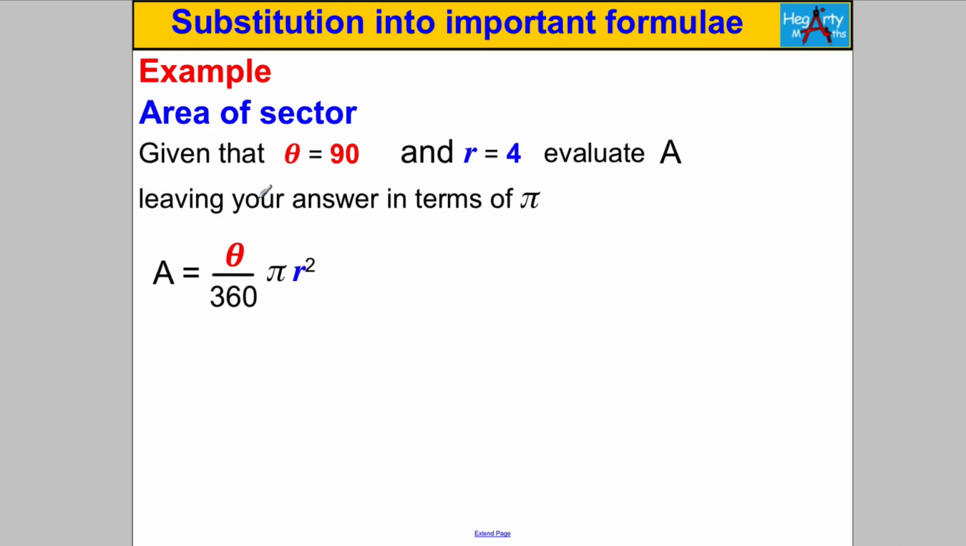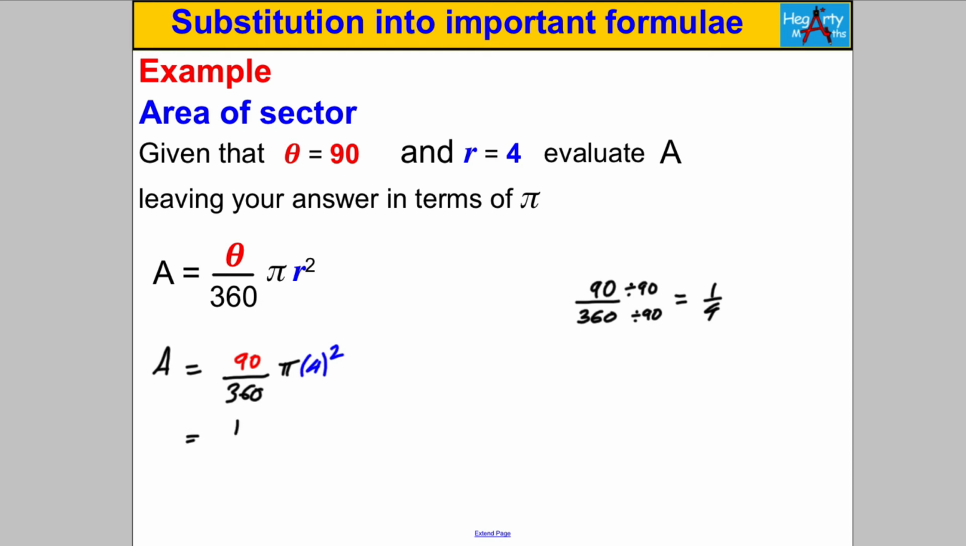Use the area of a sector formula with theta being 90 and r being 4. Evaluate A, leaving your answer in terms of pi. So A is going to equal 90 divided by 360 multiplied by pi and r squared, which will be multiplied by 4 squared. Now 90 and 360 have a highest common factor of 90. You can divide the top and the bottom by 90, and that simplifies to a quarter. And you should know that 90 degrees out of 360 is a quarter anyway.